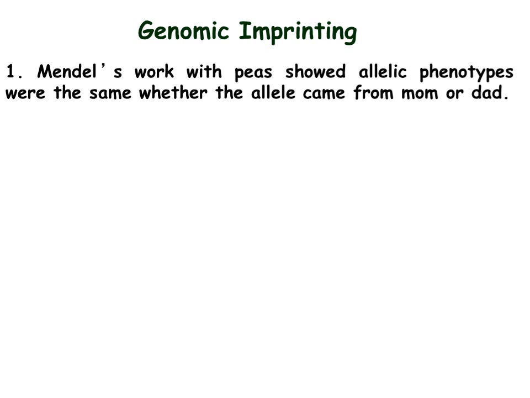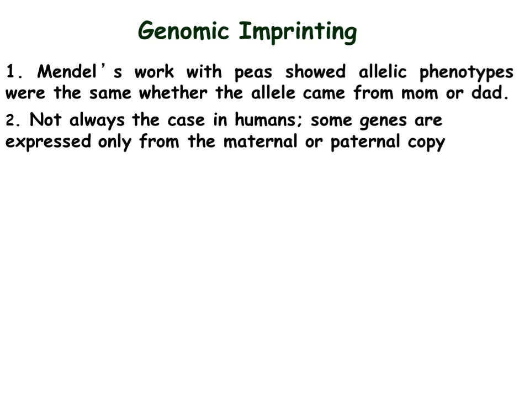Genomic imprinting is a fairly recent discovery, maybe 15, 20 years ago. When Mendel did his work with the peas, he showed that for a particular phenotype, it didn't matter whether it was inherited from the mother or the father plant, if you will. But that's not the case with humans. Some genes are only expressed from the maternal or paternal copy. So if you lose the maternal copy, and you only have the paternal, then you have lost both genes in a sense.